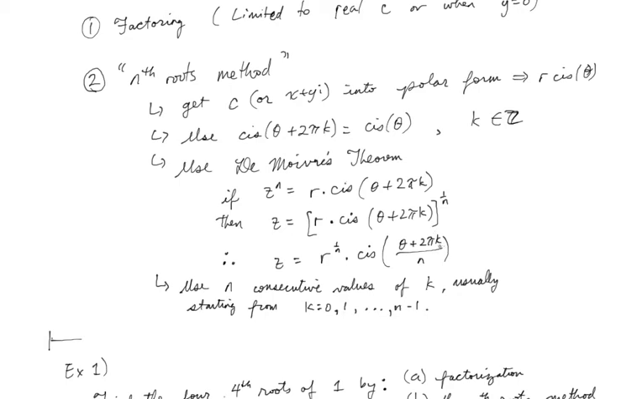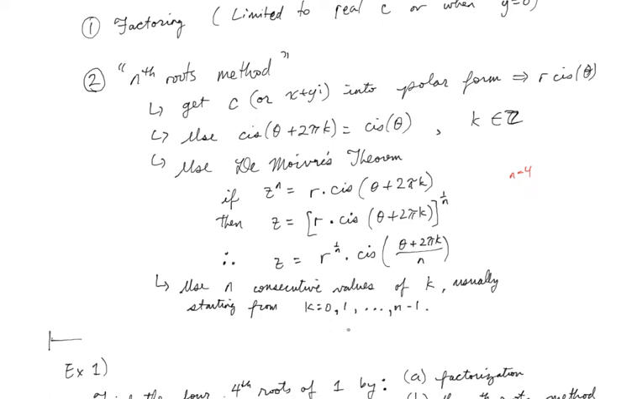Okay? But notice that we have a k here, and so k being integer values, we have to start plugging in values into k to find all the possible solutions. Okay, so this would only be the general solution. We would have to find the specific ones that fit our case. So we would use n consecutive values of k, usually starting from 0, all the way through n minus 1. So for instance, if I said find the 4th roots and n was 4, then we would use probably k equals 0, 1, 2, and 3. So we'd go all the way to n minus 1.